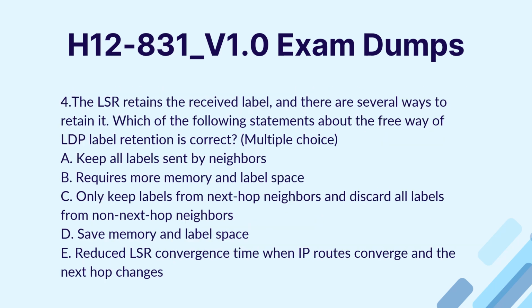4. The LSR retains the received label, and there are several ways to retain it. Which of the following statements about the liberal way of LDP label retention is correct? Multiple choice. A. Keep all labels sent by neighbors. B. Requires more memory and label space. C. Only keep labels from next hop neighbors and discard all labels from non-next hop neighbors. D. Save memory and label space. E. Reduced LSR convergence time when IP routes converge and the next hop changes.